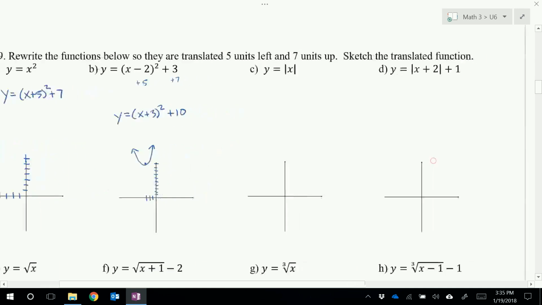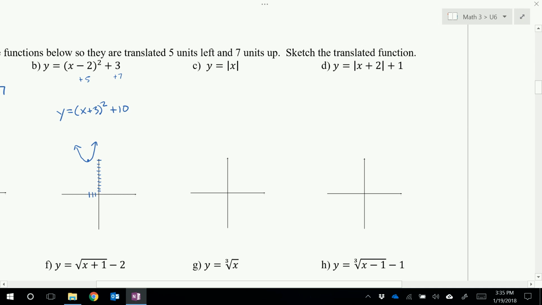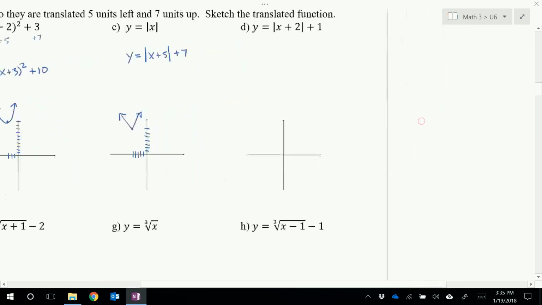Opening up. Part C, 5 units left, and 7 units up. So there's the vertex, V shape, opening up. Slope of the right side's 1, slope of the left side's -1.